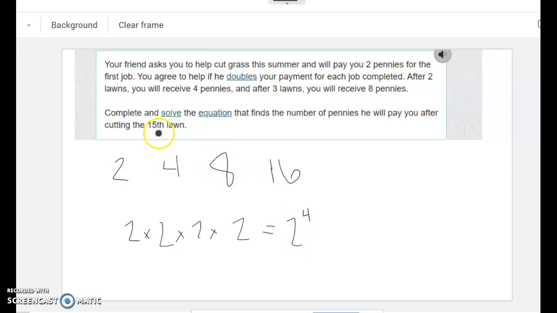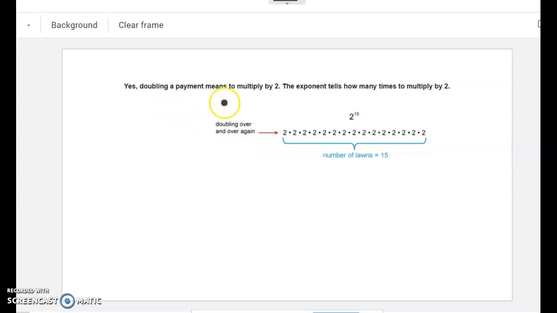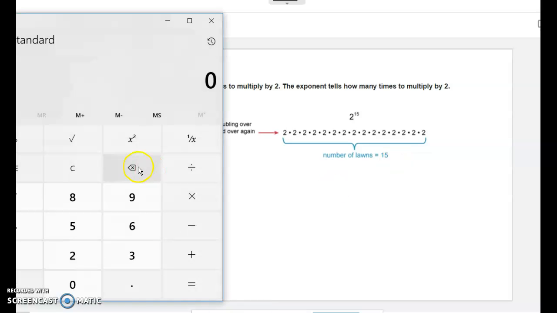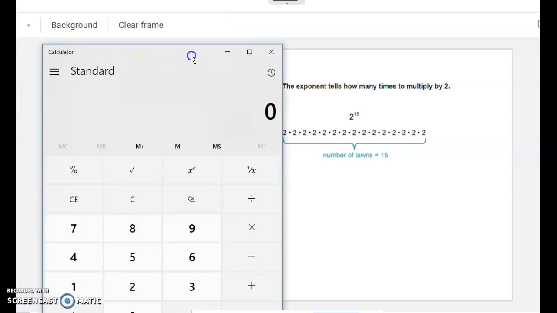However, the question is asking how much would it be for the 15th lawn. So when I do that, I want to show that I'm multiplying that 2. The exponent tells me how many times I multiply by 2, so it's going to be 2 to the 15th. That means I'm multiplying 2 times 2 times 2 times 2 times 2 times 2 times 2 times 2 times 2 times 2 times 2 times 2 times 2 times 2 times 2. Alrighty, so with that being said, if you have a computer, you can definitely look on Google for a scientific calculator, or you can use your own calculator on your phone and multiply that in. So go ahead and find that answer at this time.